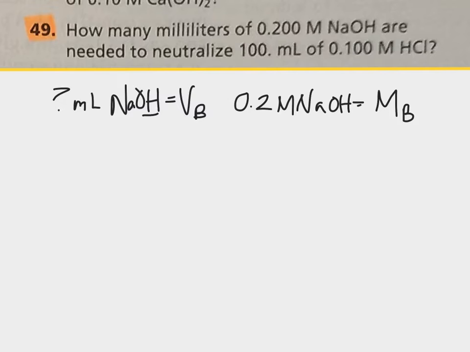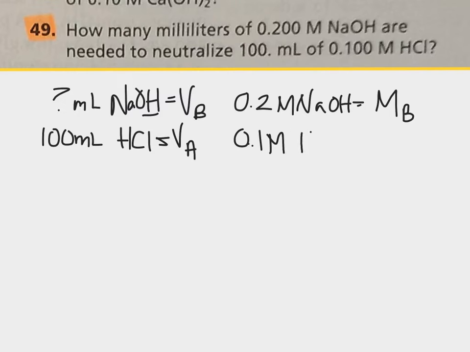All right, now we also know a couple other things. We know that there's 100 milliliters, it says in the problem, of hydrochloric acid. So that means that there is a volume of 100 milliliters of the acid. And we also know that the concentration, or the molarity of the acid, is 0.1. So now we have the molarity of the acid.